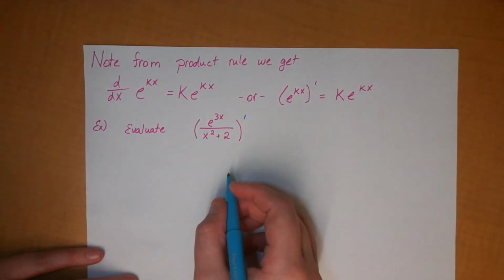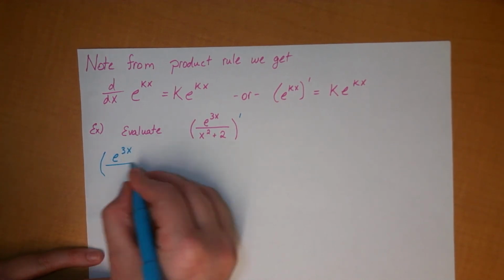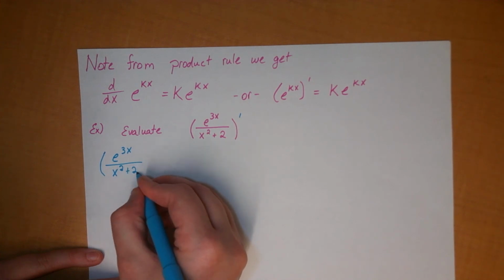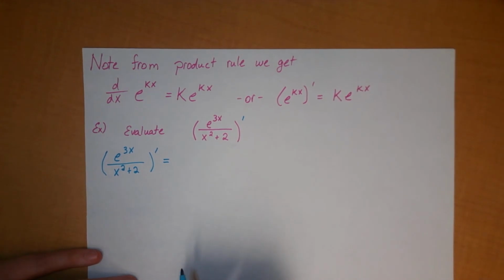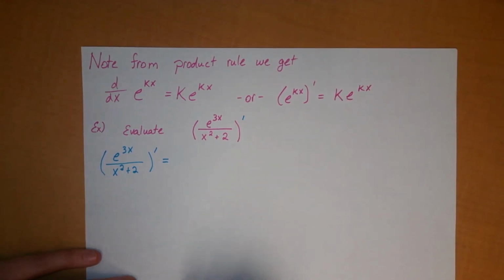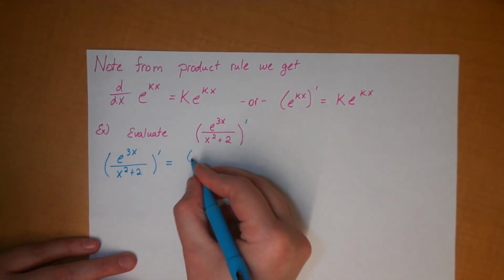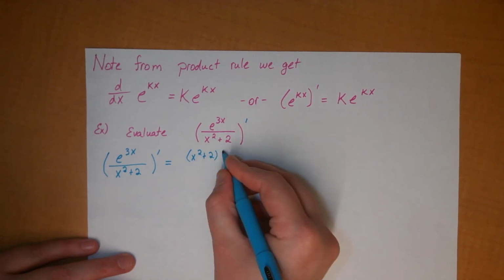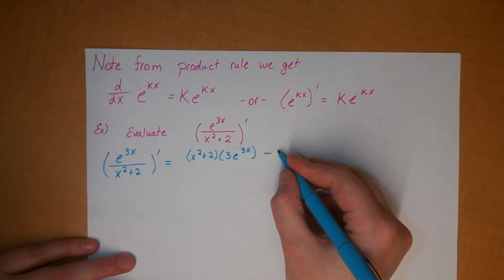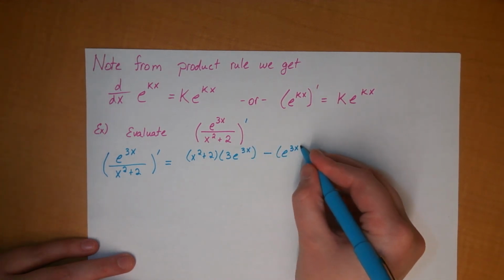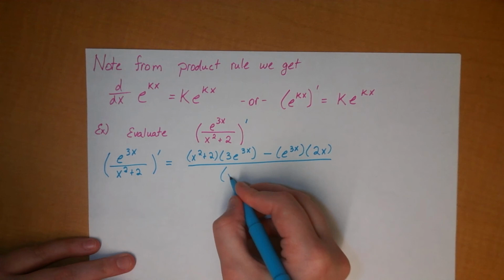Let's use that to evaluate this derivative. If I want to take the derivative of e to the 3x divided by x squared plus 2, go ahead and try this on your own. Pause the video, try it on your own, and then check back and let's see how we did. Using the quotient rule, this is going to be the bottom times the derivative of the top, minus the top times the derivative of the bottom, all over the bottom squared.